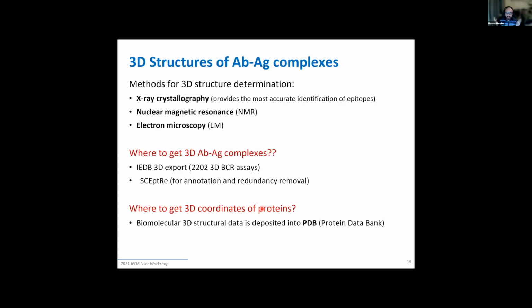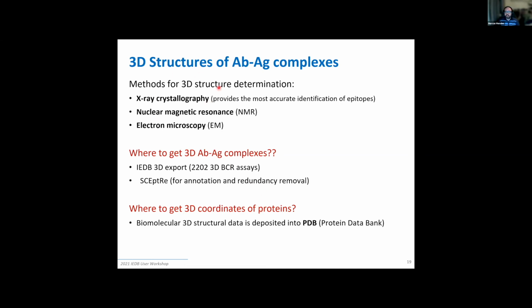But okay, as I said, the linear ones are not that good. So what else can you do? Using 3D data. 3D data is always better than the linear ones. Unfortunately, we don't have a lot of 3D data available because there are three major methods to generate this kind of data: X-ray crystallography, NMR, and electron microscopy.